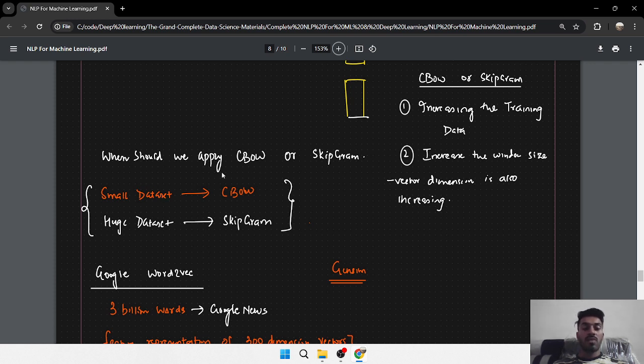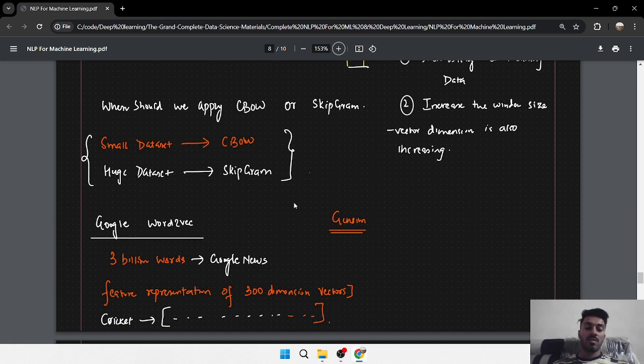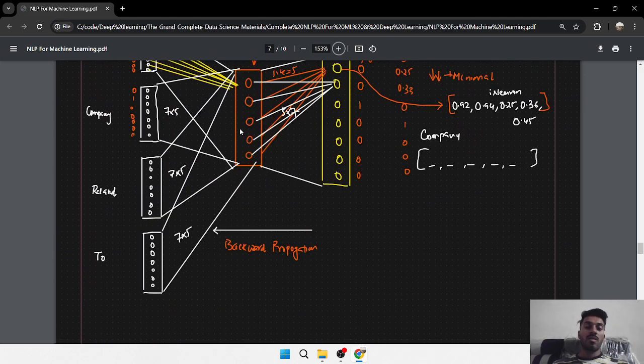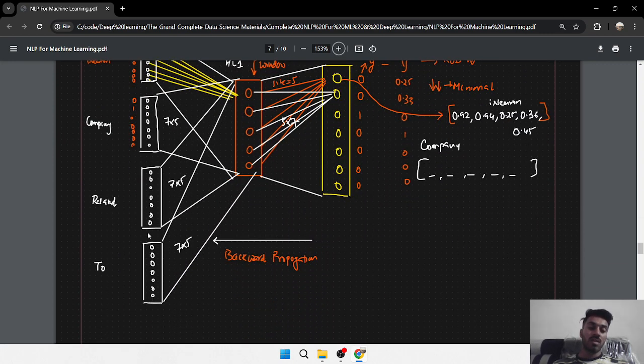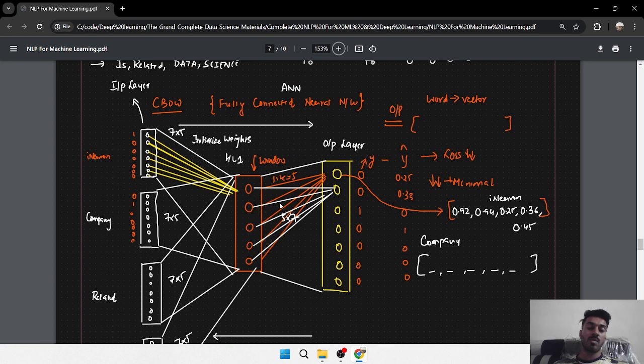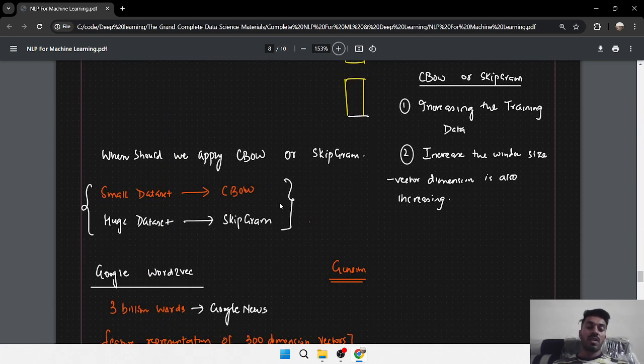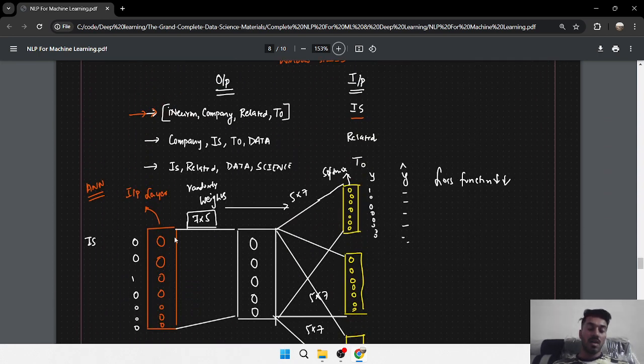When should we apply continuous bag of words and skip gram? If you have a small data set, then you can apply continuous bag of words. If you have a huge data set, then we have to apply skip gram. You may wonder why we apply continuous bag of words for a small data set. Here you can see that we are passing 4 inputs and the output is 1. But if we have a huge data set, then the input is again small.